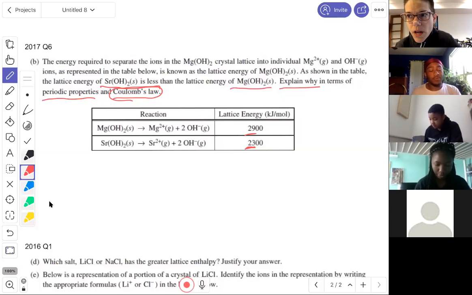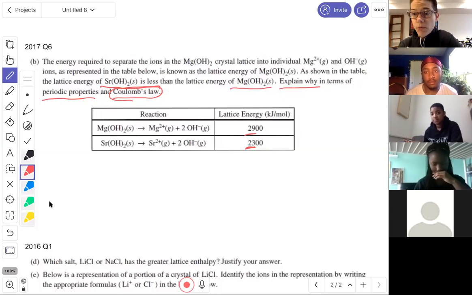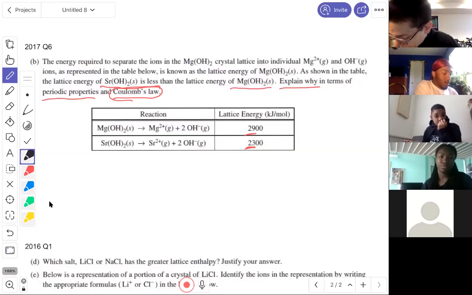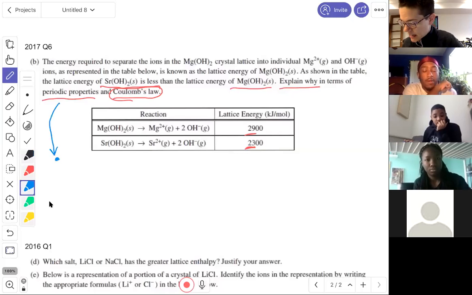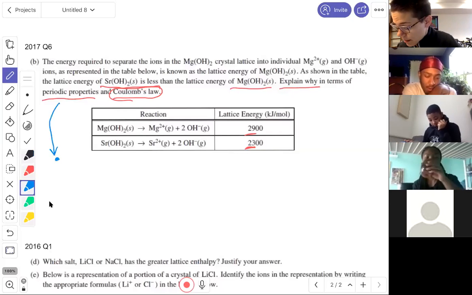Okay. So I would look at this and say, it says explain why in terms of periodic properties and Coulomb's law, so I'm going to write 2 bullet points, right? One bullet point is going to say something about the periodic property, and the other bullet point is going to say something about Coulomb's law. So in that instance, your first bullet point on periodic properties, what periodic property is in play here if I'm making a comparison between these 2 things? Atomic radius. All right, you could either say atomic or ionic radius, right? So that's what you need to say.